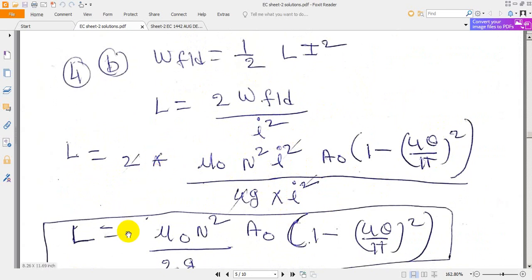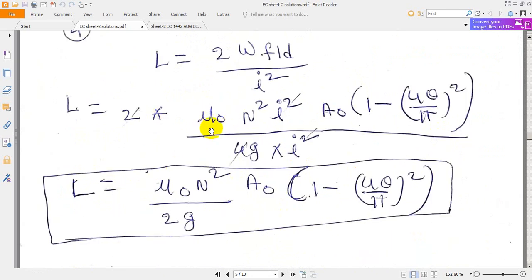Finally you will get 2 into mu naught n square by g. The 2 and 2 will get cancelled, 2 and 4 will get cancelled, and the remaining will be 2. G will be as it is. I square gets cancelled, so the remaining terms give the inductance. So L is equal to mu naught n square by 2g A naught into (1 minus 4 theta by pi) the whole square.